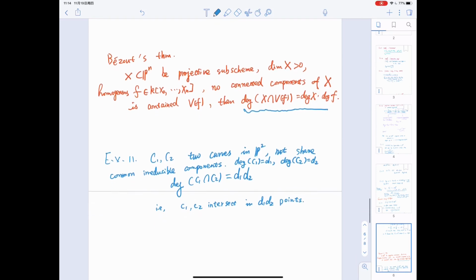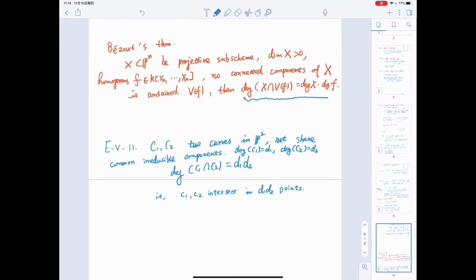In the next lecture, we will discuss the cohomology version of the Hilbert polynomial, which means that given any coherent sheaf F on the projective space, the Hilbert polynomial of F is given by the Euler characteristic.